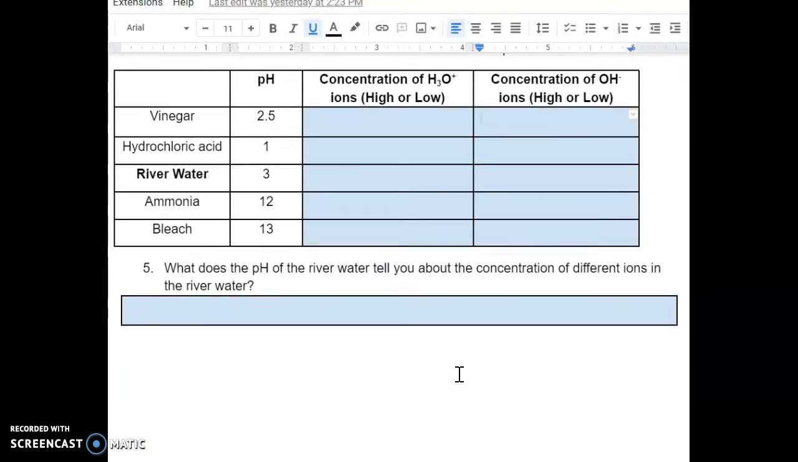Last question is, what does the pH of the river water tell you about the concentration of different ions? So here's our river water. Based on how the chart looks above, does it have more H3O+ or more OH- if our river water is acidic at a 3? So use that chart to help you answer number 5. And that is day 9, acids and bases.